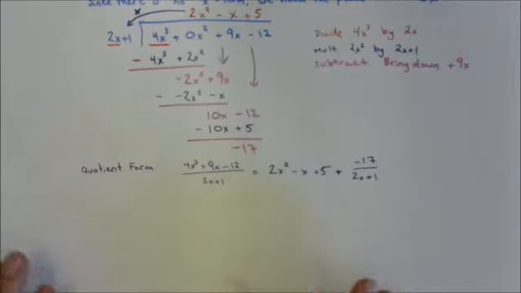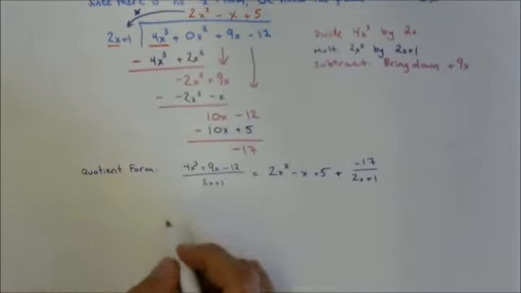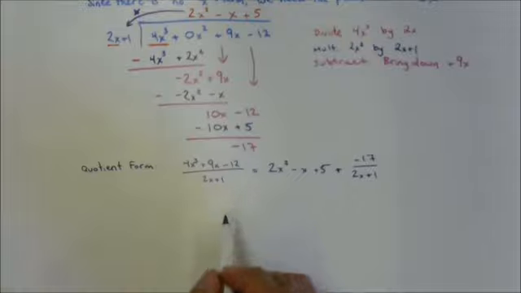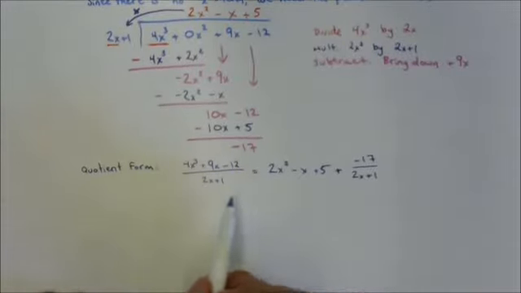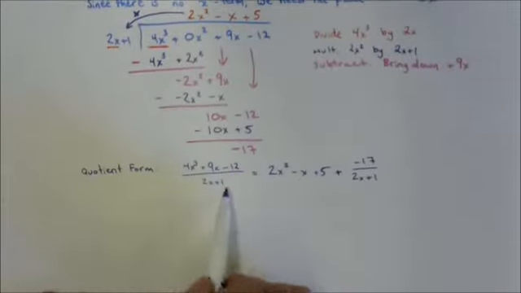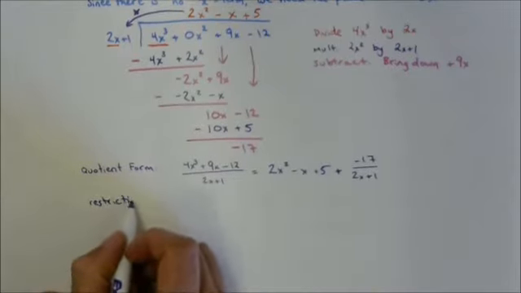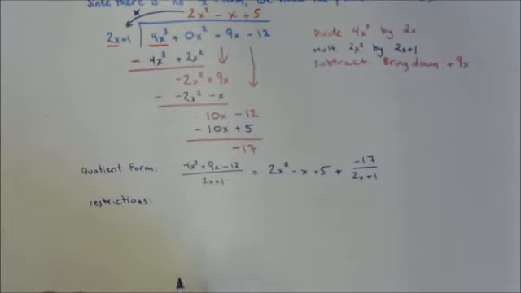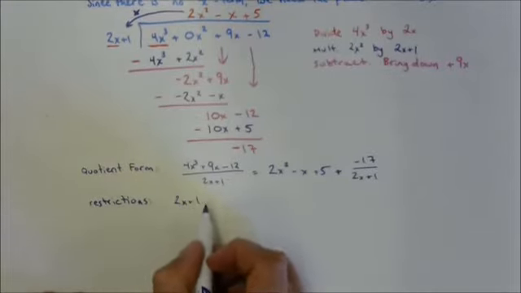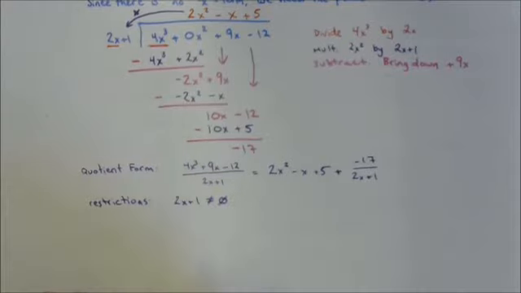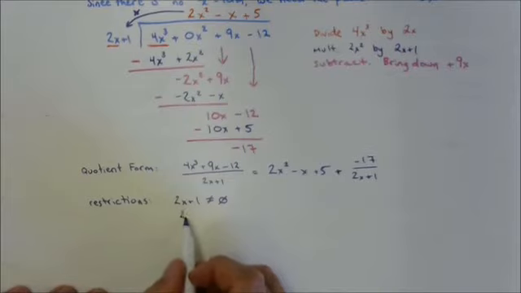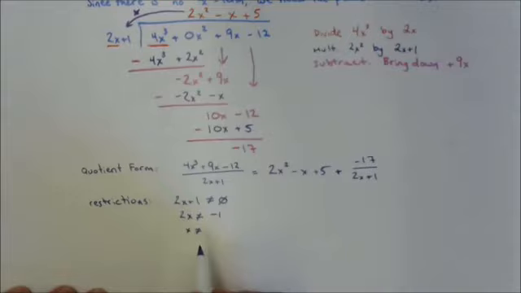I'm going to do the corresponding statement first and then restrictions. I guess, no, I should do the restrictions because they go with quotient form. So you can clearly see there's a denominator here. So restrictions. Restrictions are that 2x plus 1 cannot equal 0 because division by 0 is undefined. So subtract 1 from both sides. 2x cannot equal negative 1. Divide both sides by 2. X cannot equal negative 1/2.